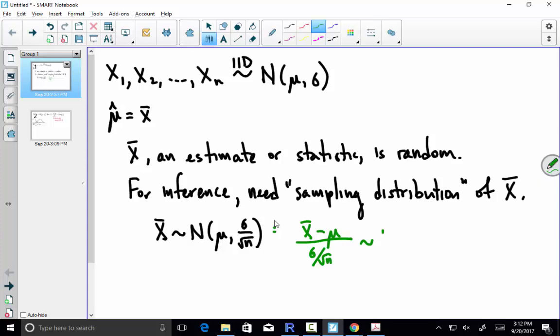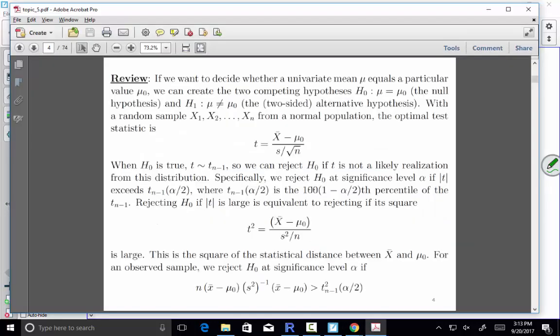The distribution of this would be normal with what mean? 0. And what standard deviation? 1. For the same reason as what I wrote down a moment ago. X bar is an arbitrary normal random variable. It happens to have a mean mu and a standard deviation sigma over the square root of n. So if you take x bar, subtract its mean, divide by its standard deviation, you get back standard normal. That looks even closer to this right here.